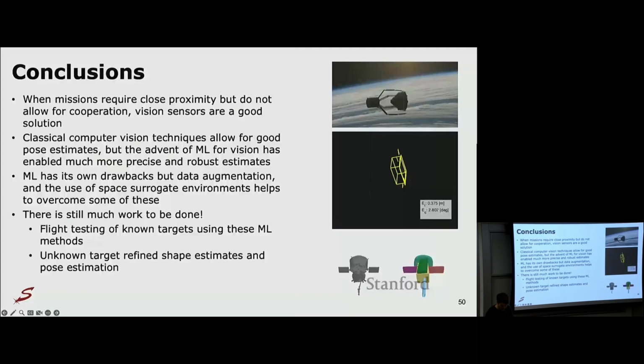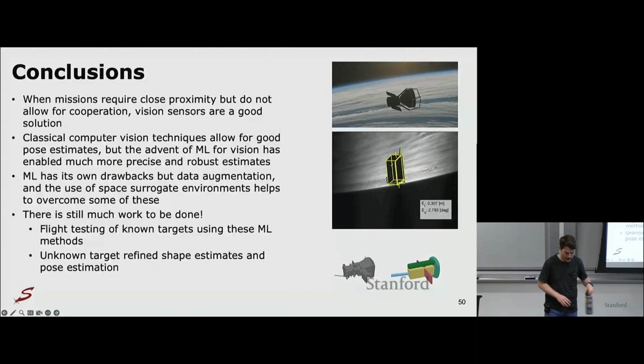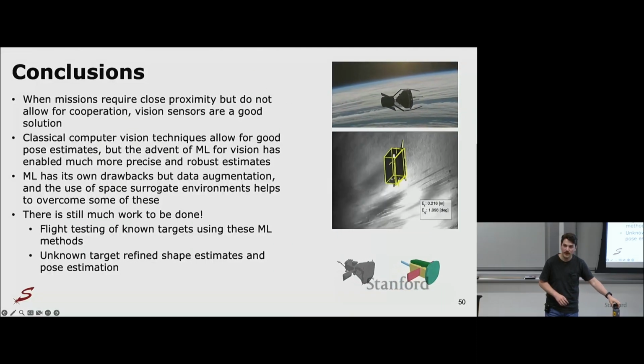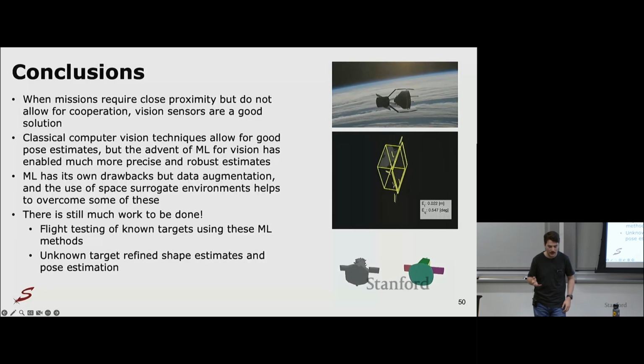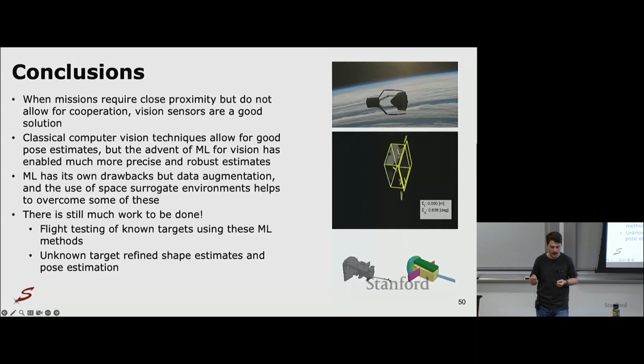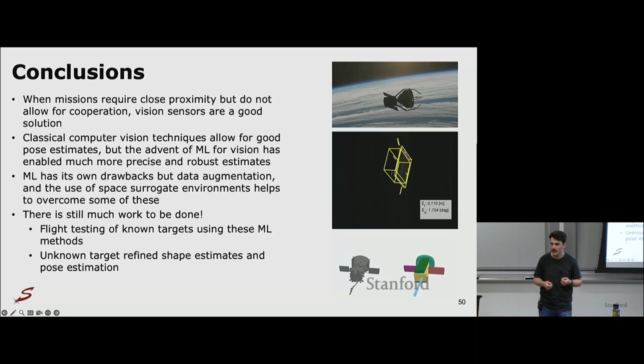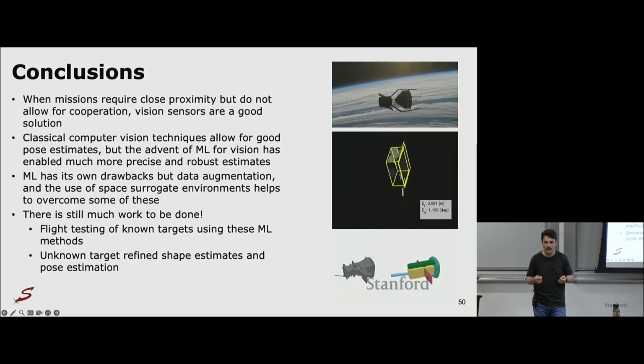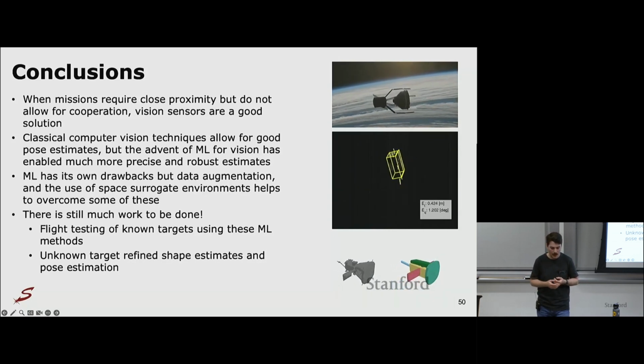Okay. So let's conclude here. So, we started with this topic of why do we want to get close? And so for missions that do require this nearness but don't allow for cooperation, we've seen that vision-based methods are kind of a nice strategy with some drawbacks.